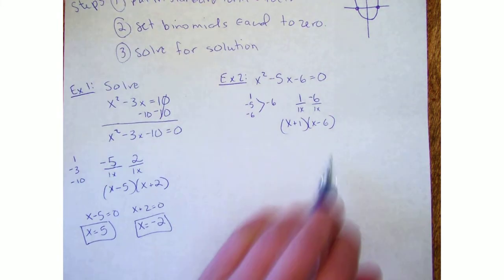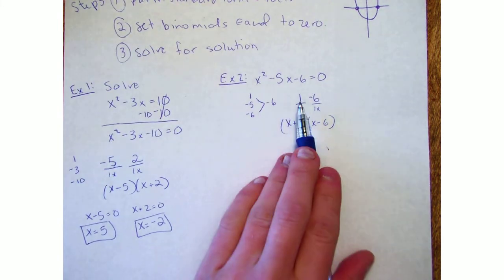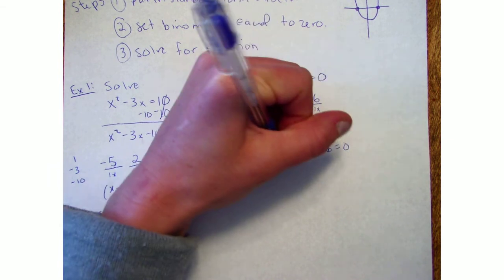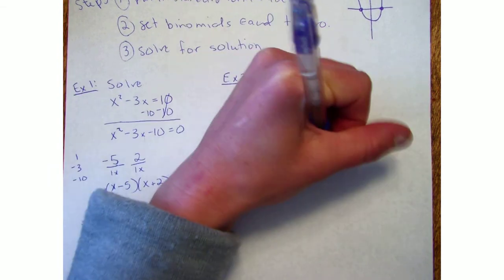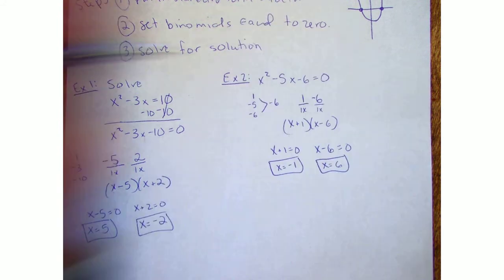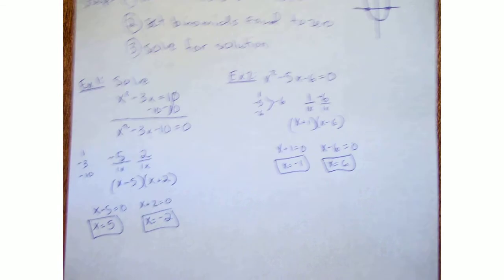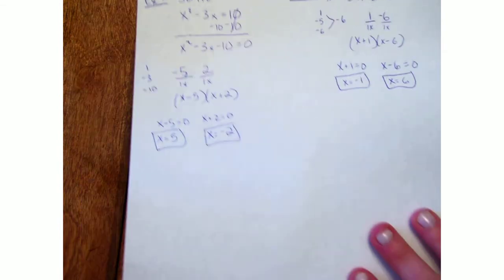Now, it really doesn't matter which one you put first. If you wrote 6 first and then 1, that's totally fine. Set them both equal to 0. X equals -1, x equals +6. Not too bad.